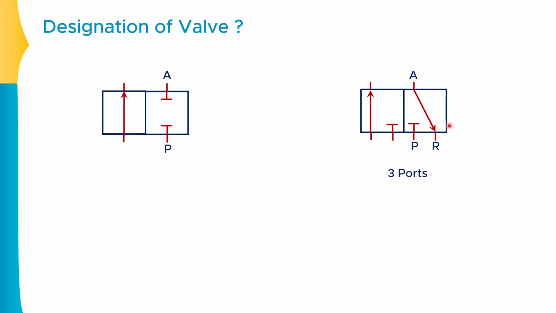This is the first square in which the P port is closed and the flow is coming from point A and it is going towards point number R. So this is the very first position. Now this is known as the normal position, as we observed in the previous slide. So this will be our normal position because all the notations are available on this specific block.